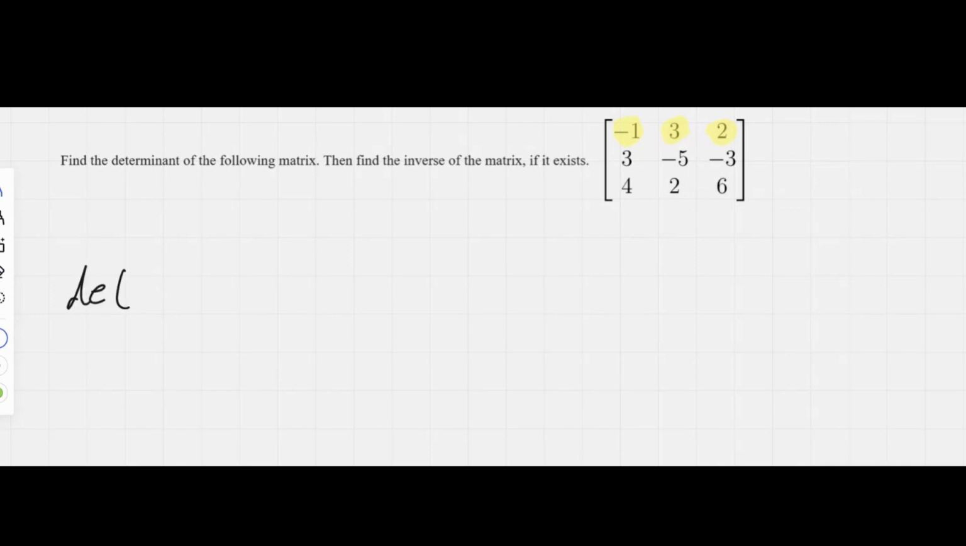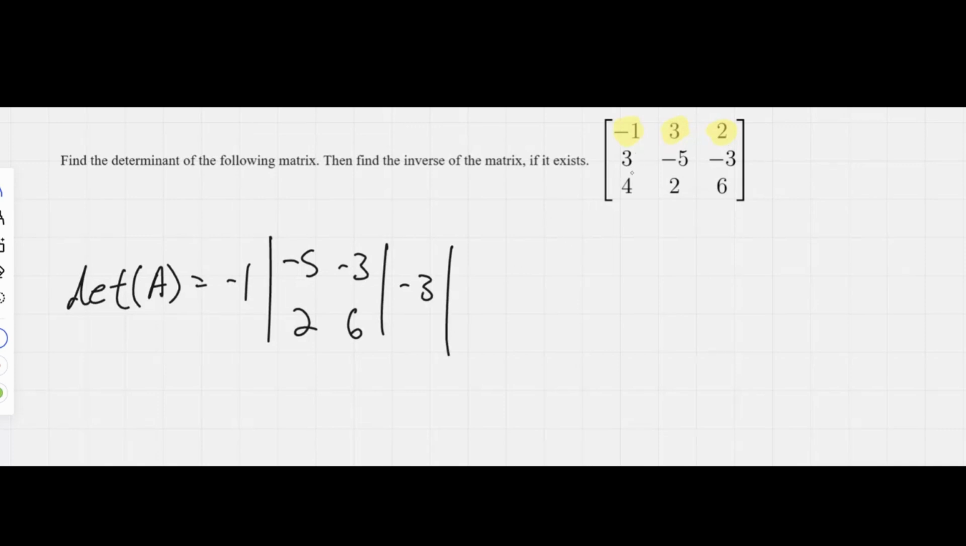So we have the determinant of A. Whoops, I keep on writing it like that. Determinant of A, which is going to be equivalent to negative 1 times the determinant of... Now we need to identify our minor matrices. So excluding this column, which is -1, what we're going to have is -5 and 6, and -3 and 2. So -5, 6 over here, 2 and -3. Subtracted from our second scalar, which is -3. And then our minor matrix is going to be composed of 3, 4, -3, and 6, because we're excluding the column containing 3.